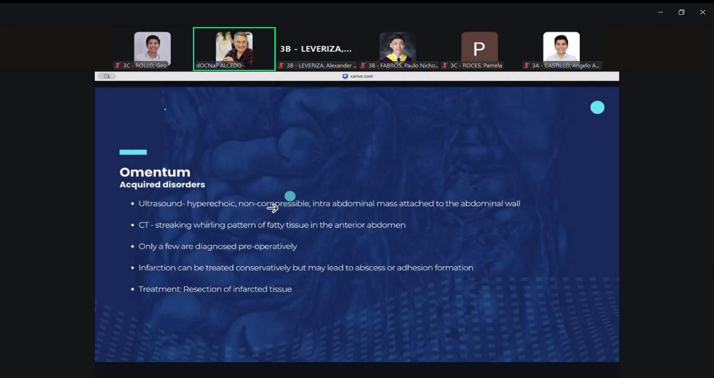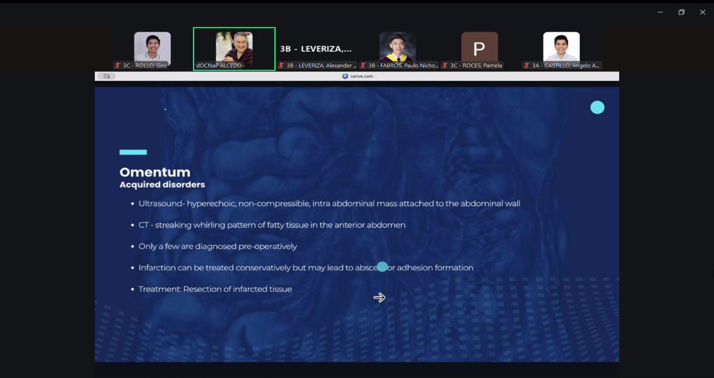Okay? Although most of the time, we are not able to diagnose it preoperatively. But in the persistence of peritoneal irritation and signs of peritonitis, even if imaging studies do not show anything, then sometimes we are forced or obliged to open up the patient. So that's the truest form of exploratory laparotomy. Kasi di mo alam kung ano yung makikita mo.